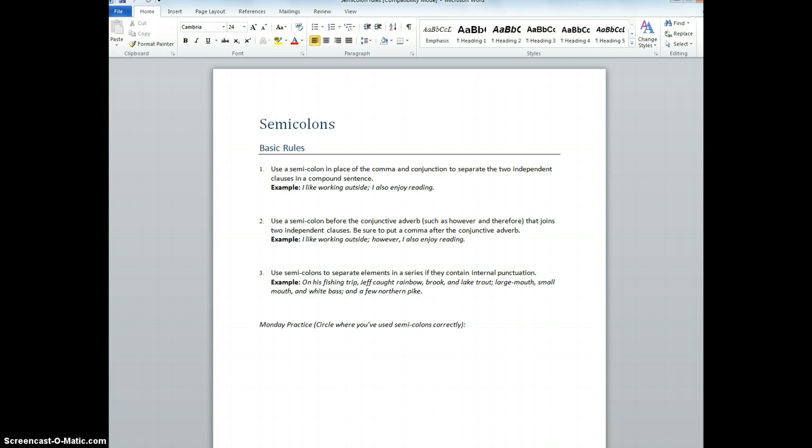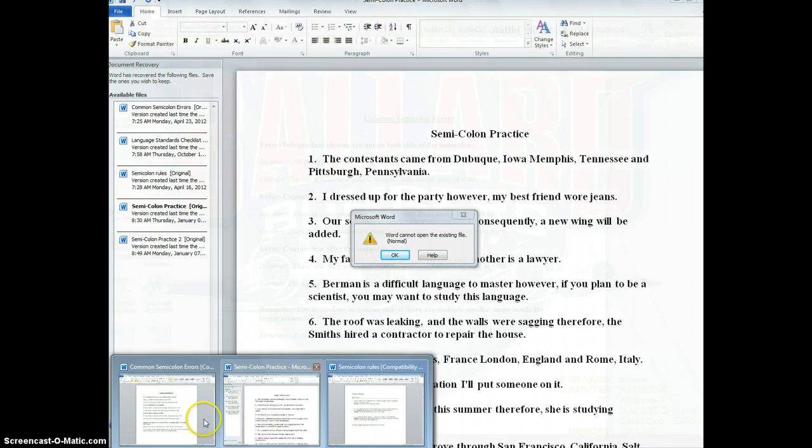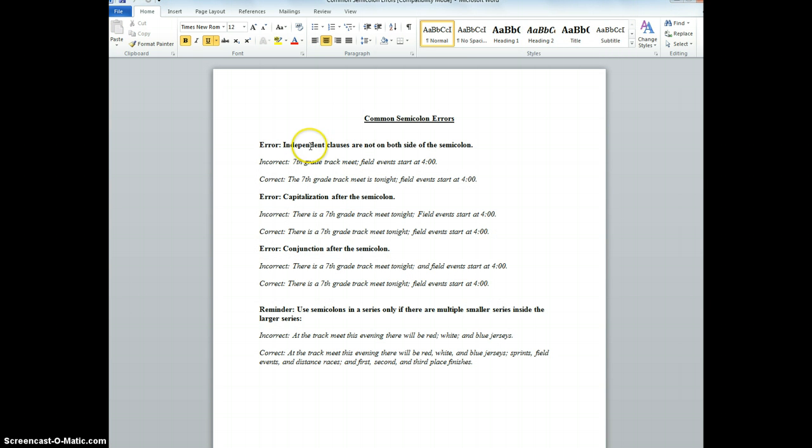I'm going to show you a few errors that are often made when it comes to working with semicolons. The first is independent clauses are not on both sides of the semicolon. So here you see, 7th grade track meet; field events start at 4. This beginning clause is a dependent clause. It does not have a subject and a verb, and it is not a complete thought. So the correct way to say this is, the 7th grade track meet is tonight; field events start at 4 o'clock.